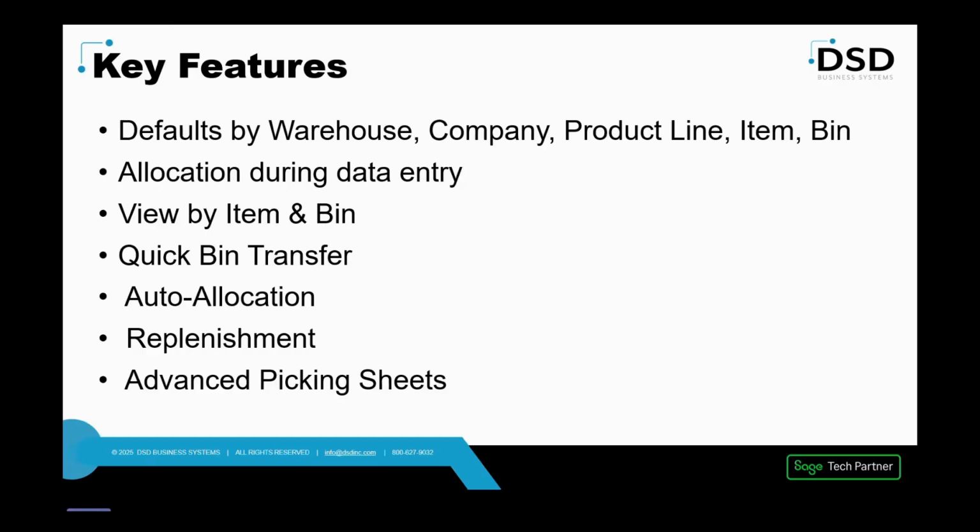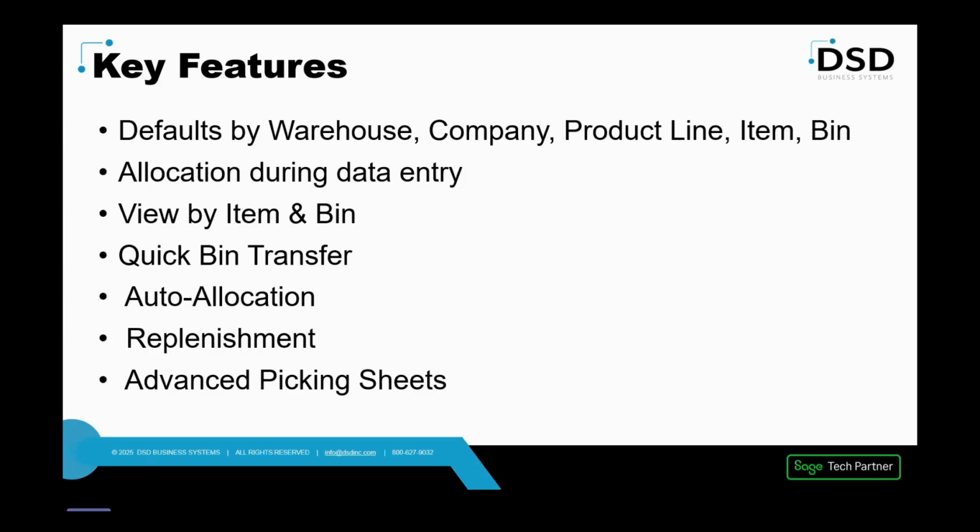The key features of the product include defining multi-bin by warehouse, company, product line, and item. You also have bin restrictions that you can apply. Auto allocation and manual allocation are available in the data entries that involve inventory. And in the multi-bin ScanForce module, you can view item availability in different bin locations, and you can define bin location availability by item.